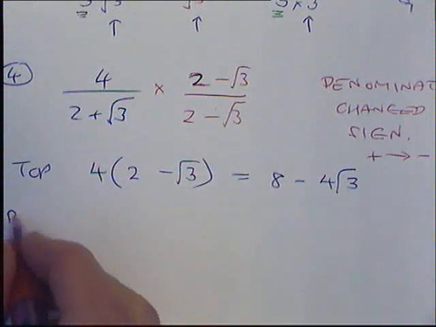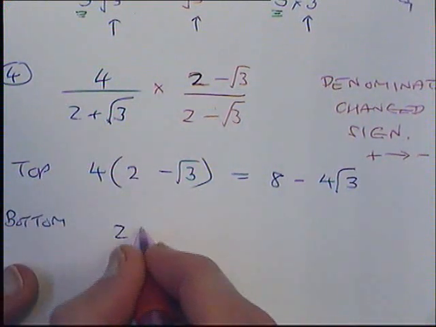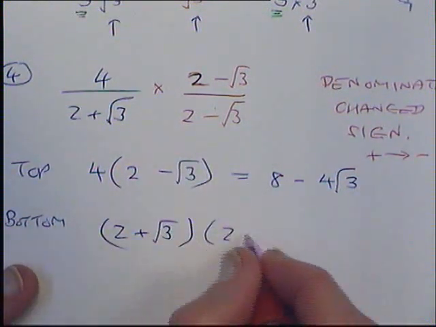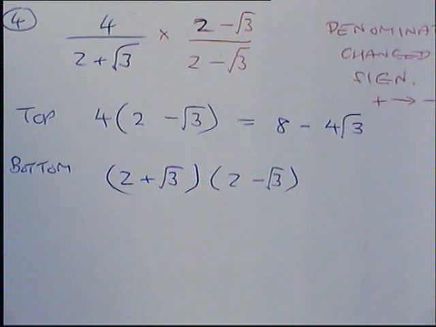On my bottom line, my denominator, I've got 2 plus root 3 times by 2 minus root 3. So I will write that down in brackets. Now, we need to multiply those together. What technique, what skill do people use to multiply those together? Various people may say different things. Foil. Okay, if you know what foil means, that's fine. That would work. Any other methods?